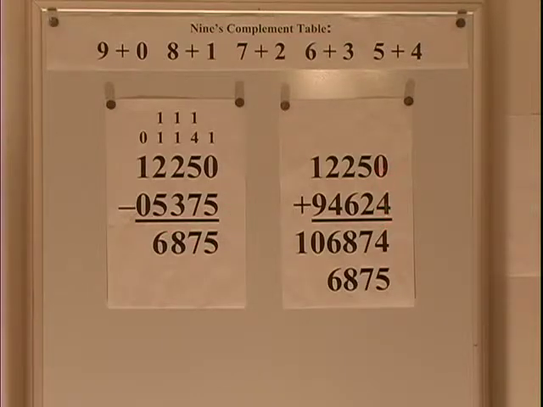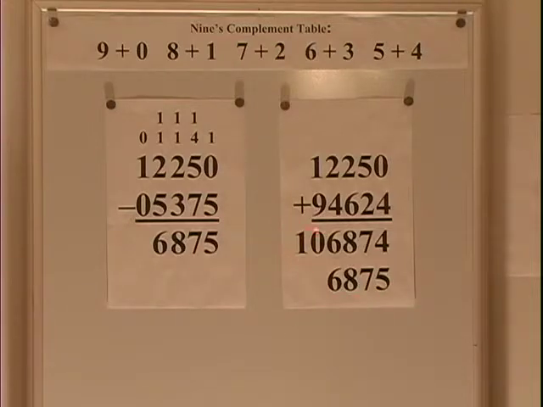4 and 0 is 4. 2 and 5 is 7. 6 and 2 is 8. 4 and 2 is 6. 9 and 1 is 10. Now we notice something about this difference, 6,875. These 4 digits are almost equal to it. So the last step in the Nine's complement procedure is to take this leftmost digit 1 and add it to the rightmost digit, 4 in this case, and I get 6,875. I get the correct difference.